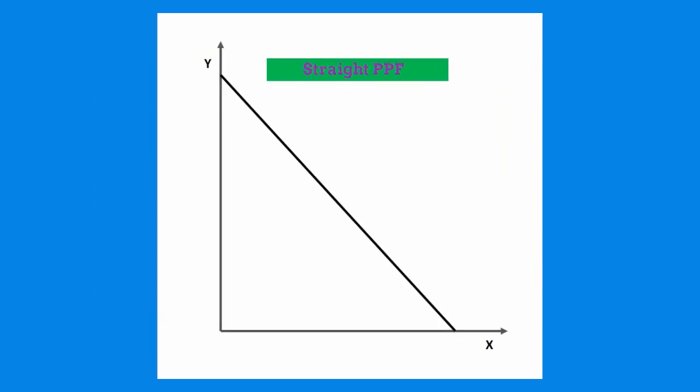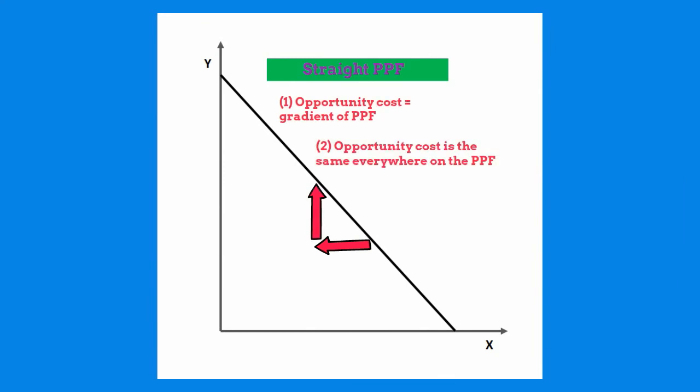For the straight production possibility frontier, the opportunity cost of giving up 1 unit of X is always consistent, and this is measured by the gradient or slope of the PPF. This is regardless of which scenario, or point you are at on the production possibility frontier.